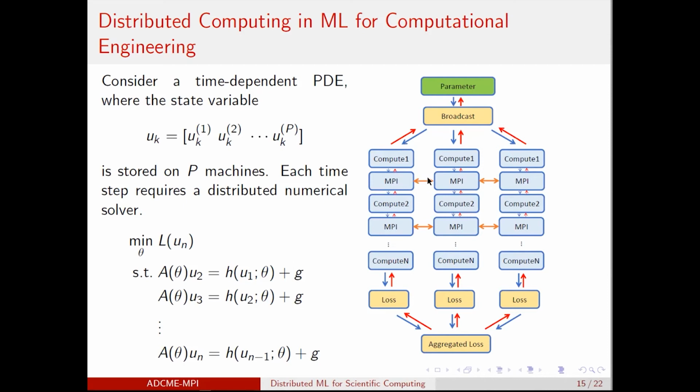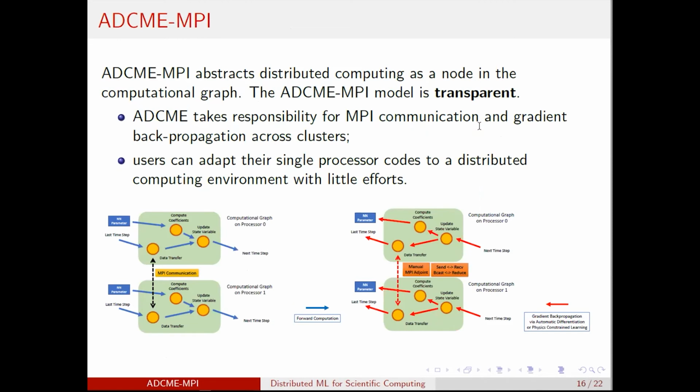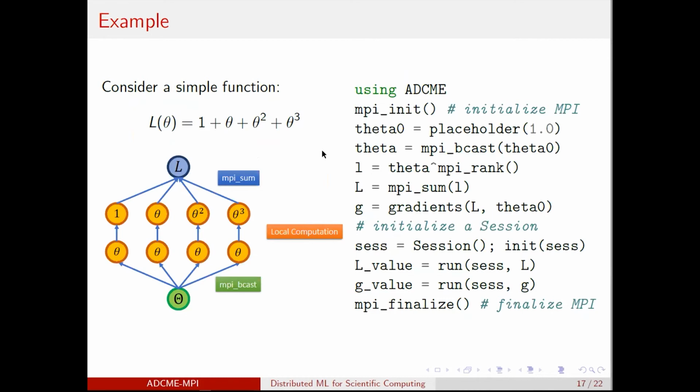This is quite different from deep learning, where all the computations can be done independently on a single machine, and then you finally just do one step of gradient aggregation. So this is how we solve this problem in ADCME MPI, and the solution is quite elegant. We treat the MPI operations as a node in the computational graph, and this computational node is only in charge of the data communication and also the gradient backpropagation of the MPI operation. Because of this elegant solution, ADCME MPI is very transparent to users. Users do not need to think about the backend, and can adapt their single processor code to a distributed one very easily.